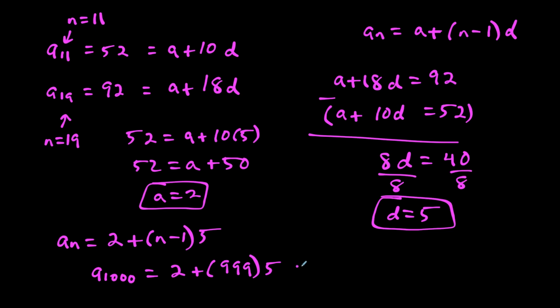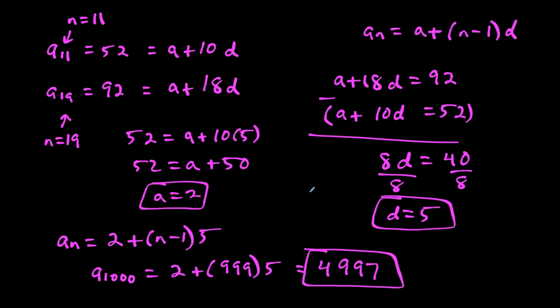So we could use a calculator for this. A nice sneaky little bit of math is you could do 5 times 1000 is 5000, but then just subtract 5 because we're only at 999. So now we have 4995 plus 2, which is 4997. So this is our 1000th term.